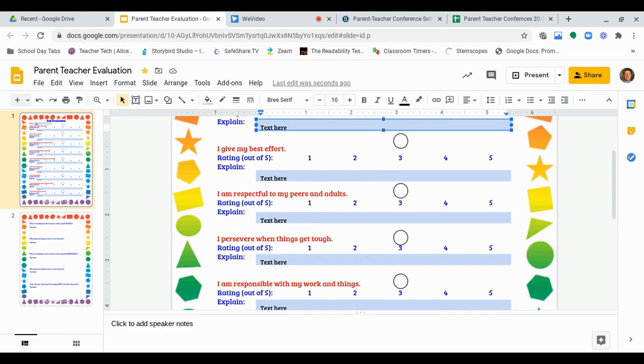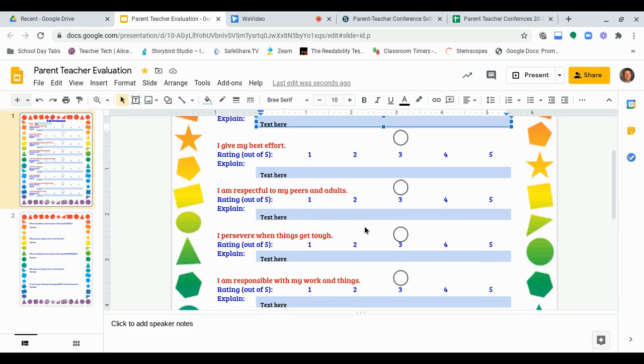I am respectful to my peers and adults. So that means, are you respectful to your classmates? Are you respectful to adults? Okay. And maybe you feel like you're really respectful to adults, but maybe not so much with the other students. So then you might give yourself maybe a 3, and you could say, hey, I'm really respectful with adults. I could be more respectful with other students, I think. So that kind of gives you an idea with both those.